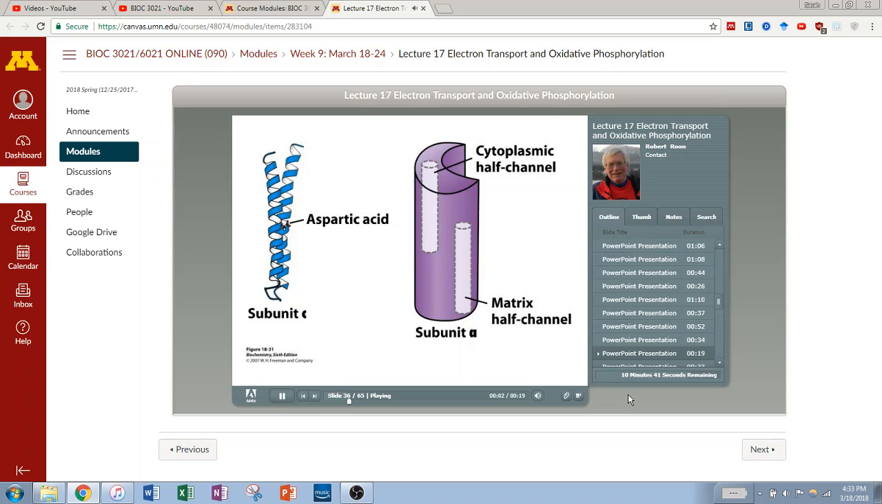The membrane-spanning F0 component consists of A and C subunits. The C subunit consists of two alpha helix structures with a negatively charged aspartate in the center. The A subunit consists of a cytoplasmic and a matrix half-channel.